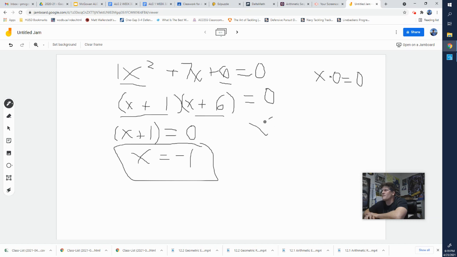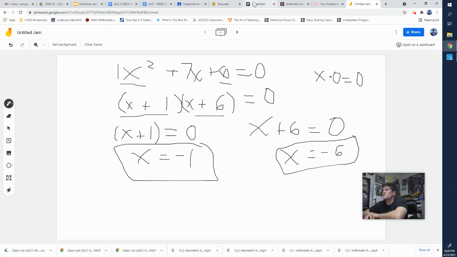The other one, same thing. x plus 6 equals 0. So get rid of that plus 6 by subtracting. You get x is equal to negative 6. There are my two solutions to our quadratic: x equals negative 1, x equals negative 6.